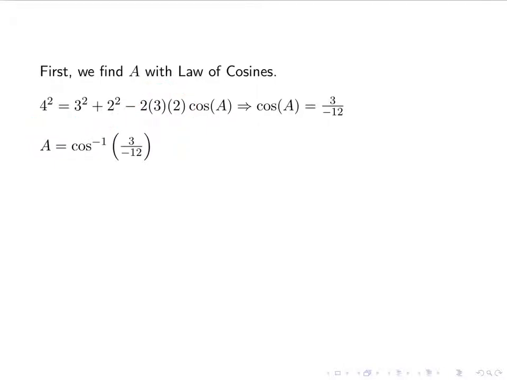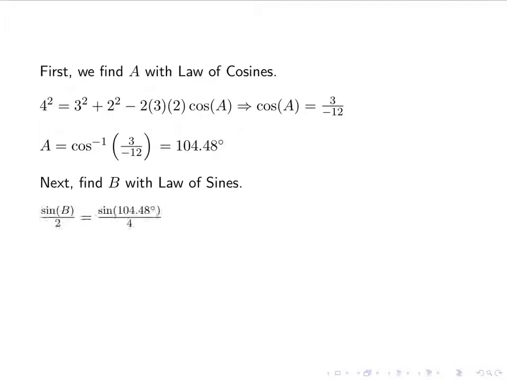So A is cosine inverse of 3 over negative 12. And again, because it was negative, I know my answer is going to be larger than 90 degrees, so it shouldn't be surprising when it comes out to 104.48 degrees. And then we're going to find, again, just a next angle. I tend to go alphabetically, so I'll do B with the law of sines. Sine of B over side B equals sine of A over side A. And B should be 28.95 degrees.